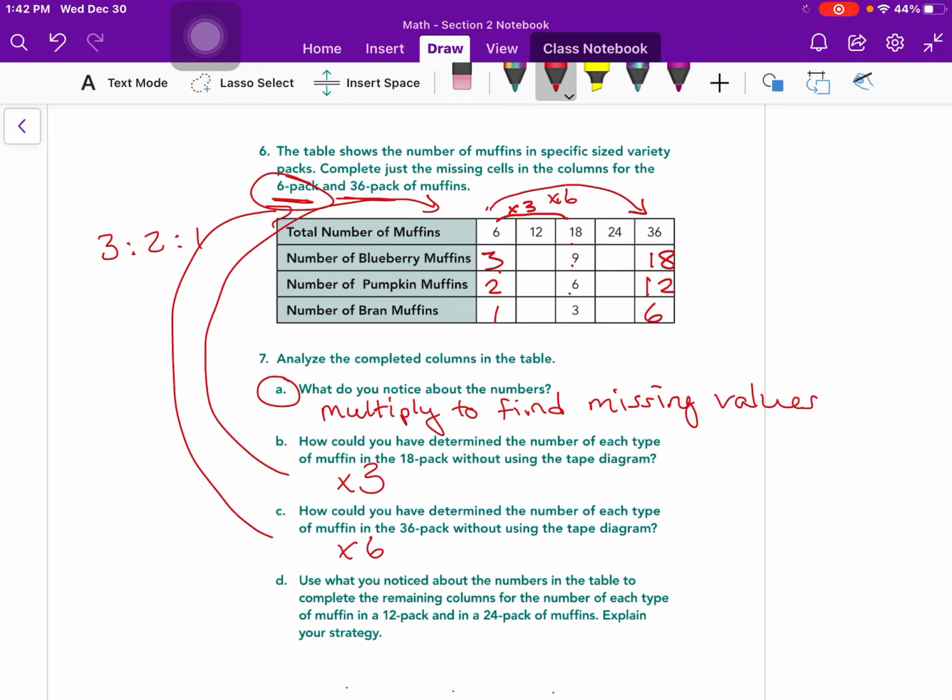All right, we're going to pause here for a second. I want you to try D on your own. If you can draw a tape diagram, great. If you can use your idea of multiplication to figure it out, great. Just go ahead and try to fill in the numbers for the 12 pack and the 24 pack.